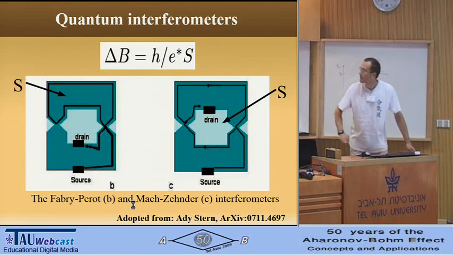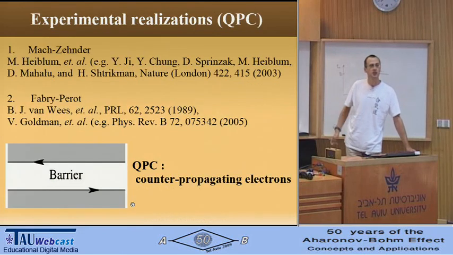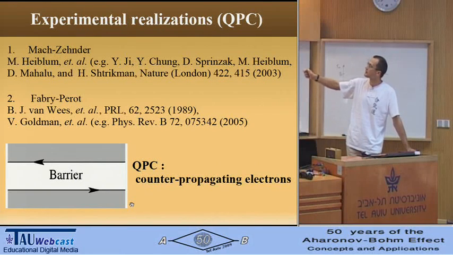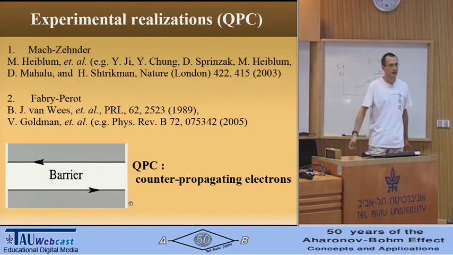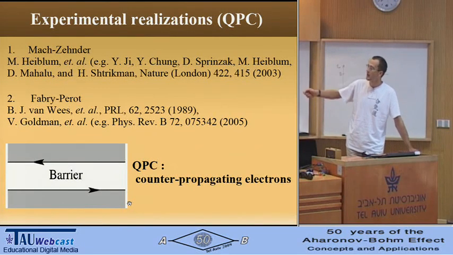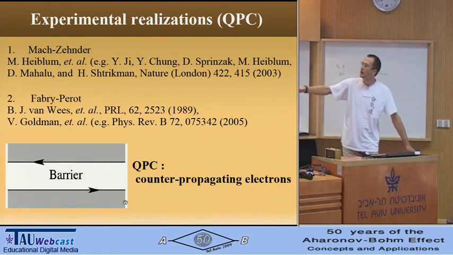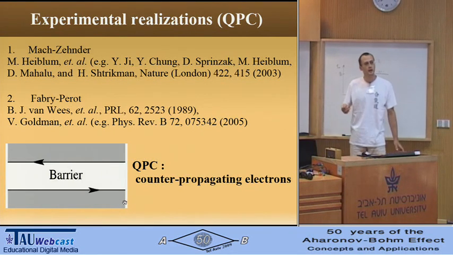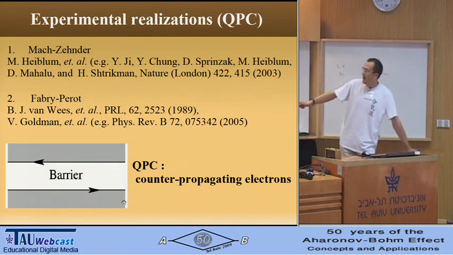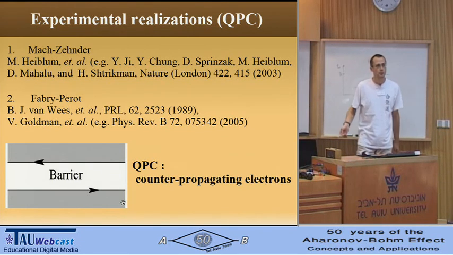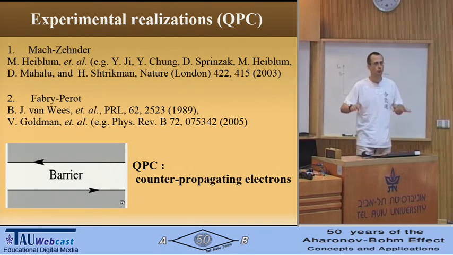And just as history, this great interest in the interferometers arose after the work from the group of Heiblum, in which the Mach-Zehnder interferometer was realized. As for the Fabry-Perot interferometer, there is big activity from the group of Goldman, as you know, and it is very interesting that the first realization of the Fabry-Perot interferometer was 20 years ago by van Wees. What I want to draw your attention to is that all these interferometers, as I described, rely on a quantum point contact.